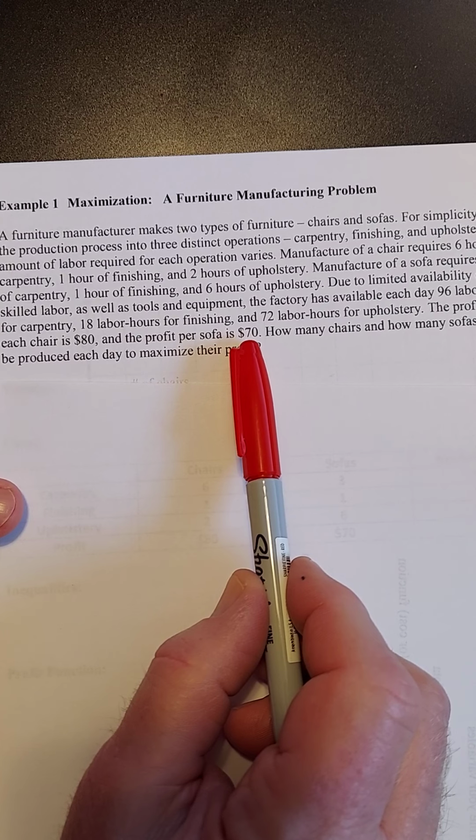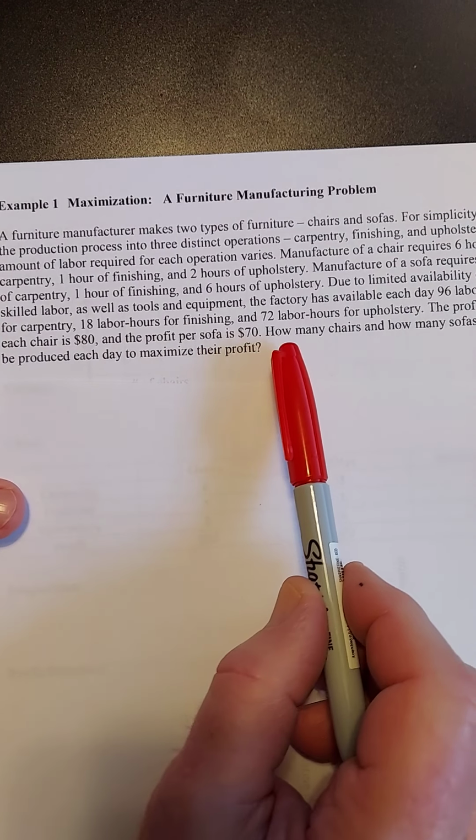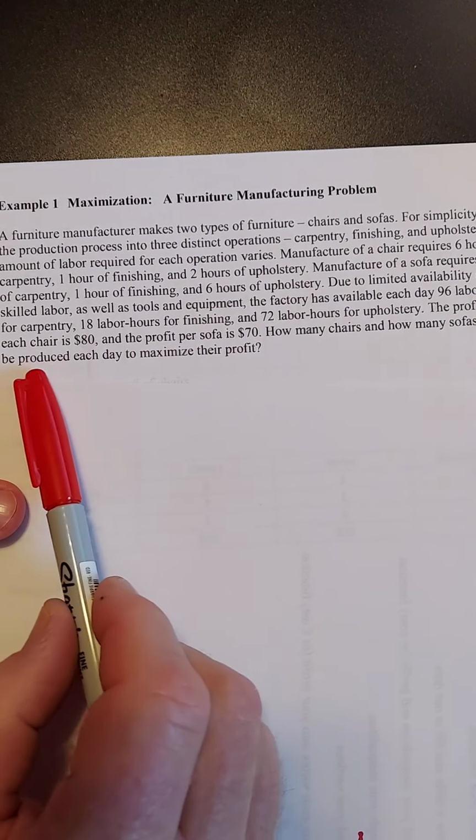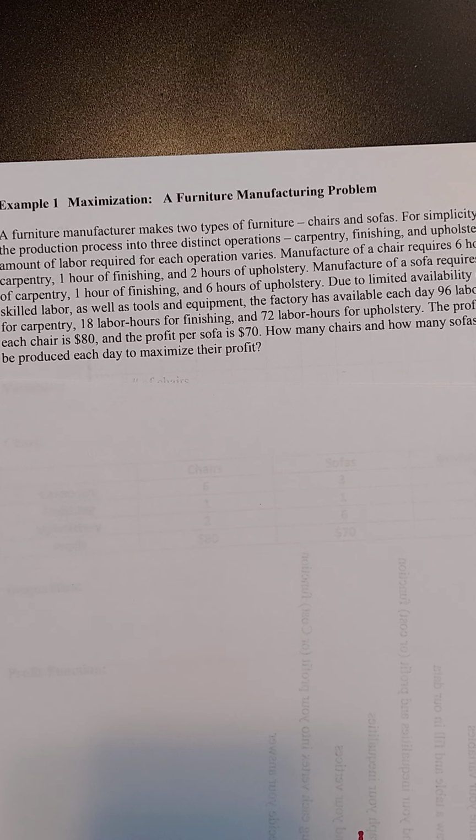And then here's the question. They want you to figure this out. How many chairs and how many sofas should be produced each day to maximize their profit? So as we get into these inequalities, you're going to have two different main types of problems. Maximizing the profit. Whenever you have a business, you want to make as much money as you can. Or on the other side of it, you minimize the cost. So as you're producing things, you want to keep your costs to a minimum. So we minimize the costs.